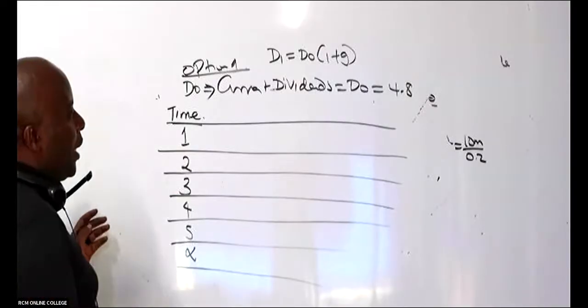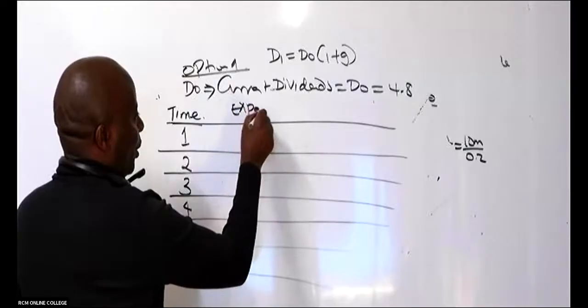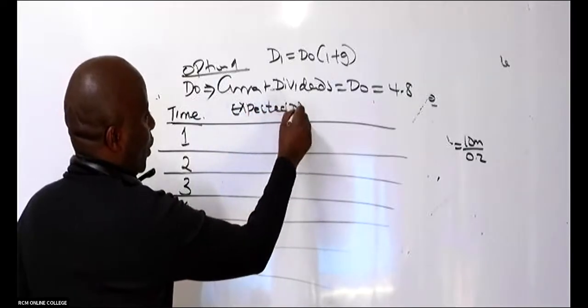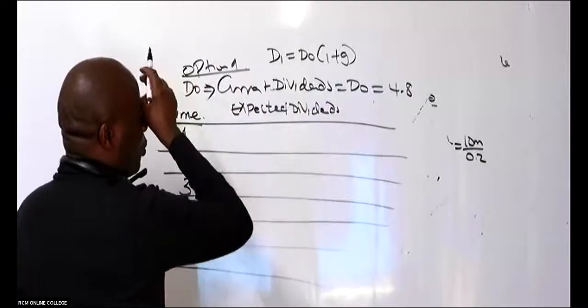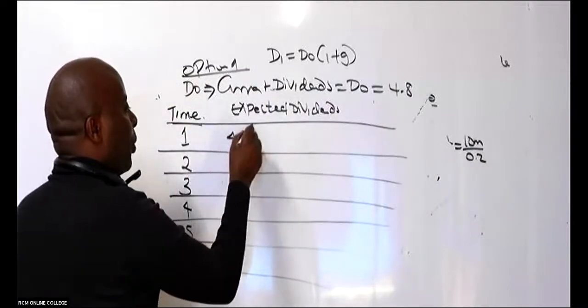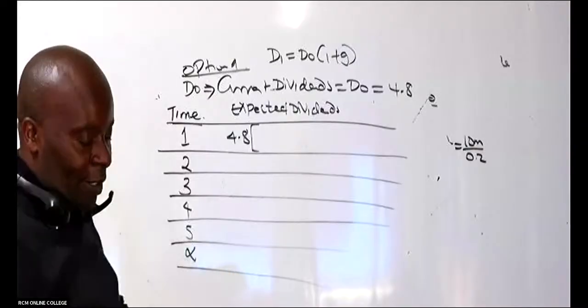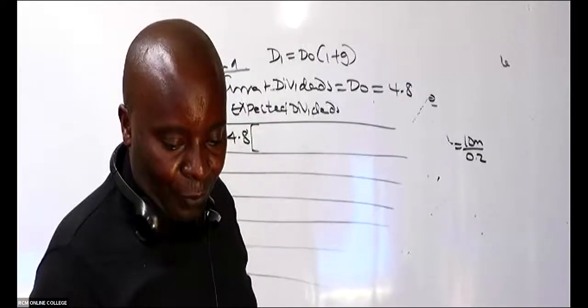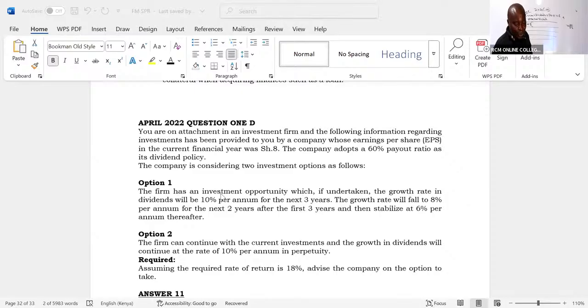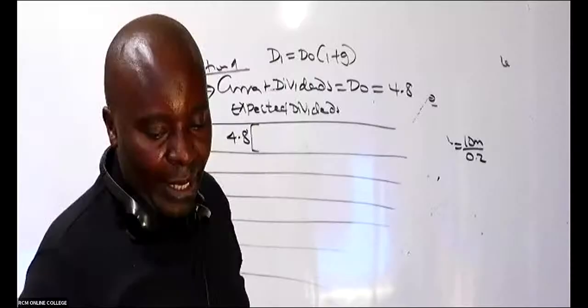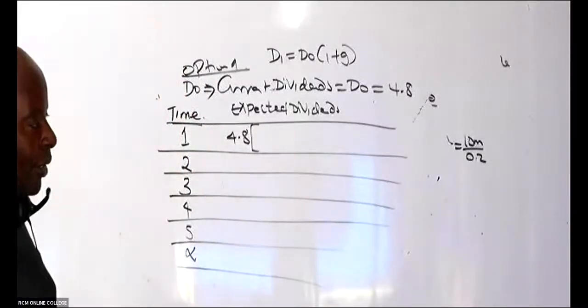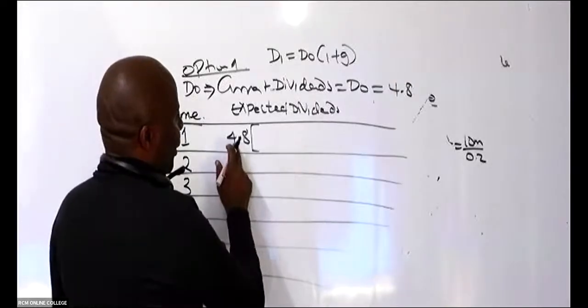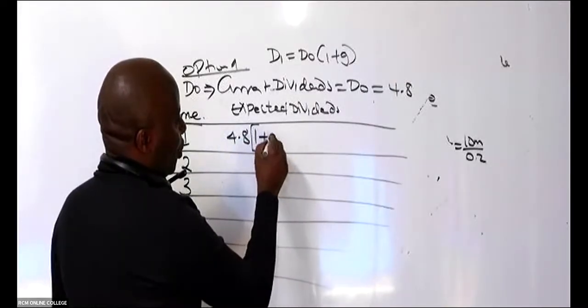So in this case, let's get the expected dividends. They have told us, of course, D0 is 4.8. For the first 3 years, the growth rate will be 10% per annum. So now we take 4.8 times 1 plus 0.1.